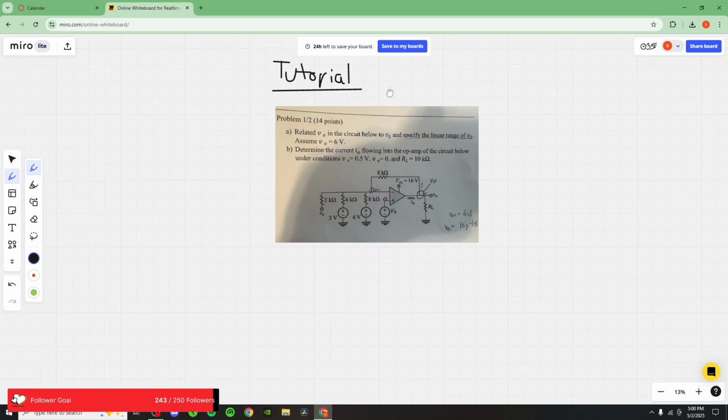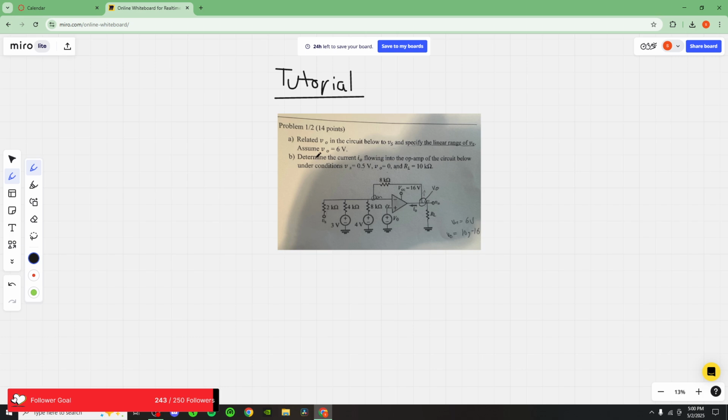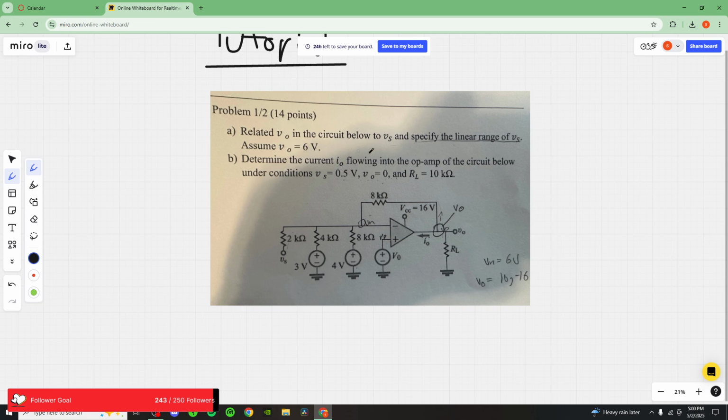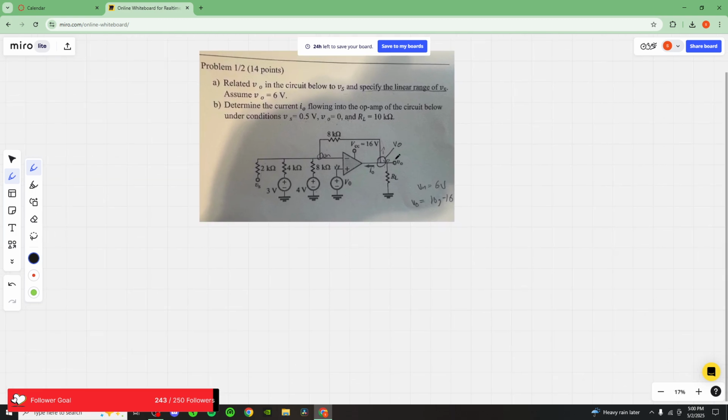Hey everyone, today I will be doing a tutorial on this question right here. In this question, we're asked to find the range of VS in the linear range, and assume that VO is equal to 6 volts. So the VO they're talking about here is actually V0, and V0 is equal to 6 volts. And we're going to call this right here VI, as in V initial.